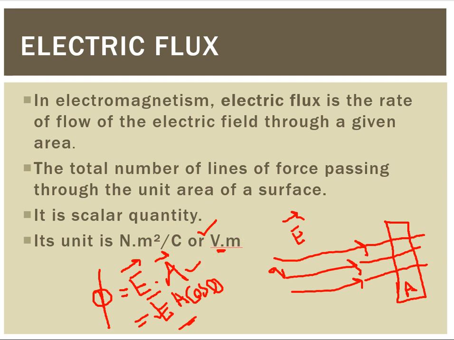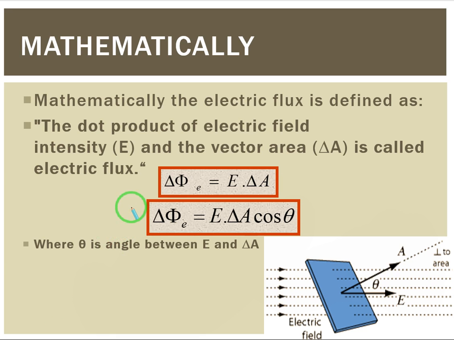Okay, so mathematically the electric flux is defined, as I told you before, as the dot product of electric field intensity and the vector area. This is the formula, and we can also write it like that, where theta is the angle between the electric field intensity and the area. Let's see, this is your area, just simple, and this is an electric field line. So how many electric field lines are passing through this unit area?